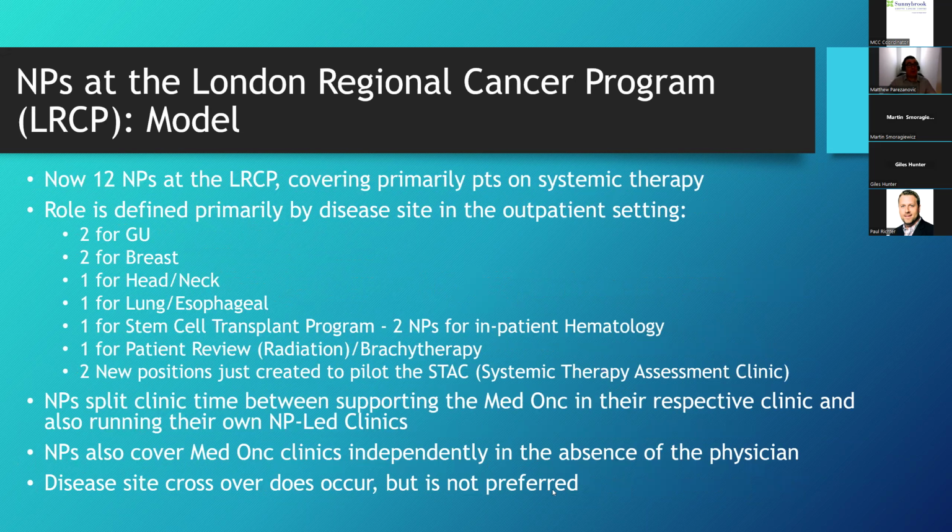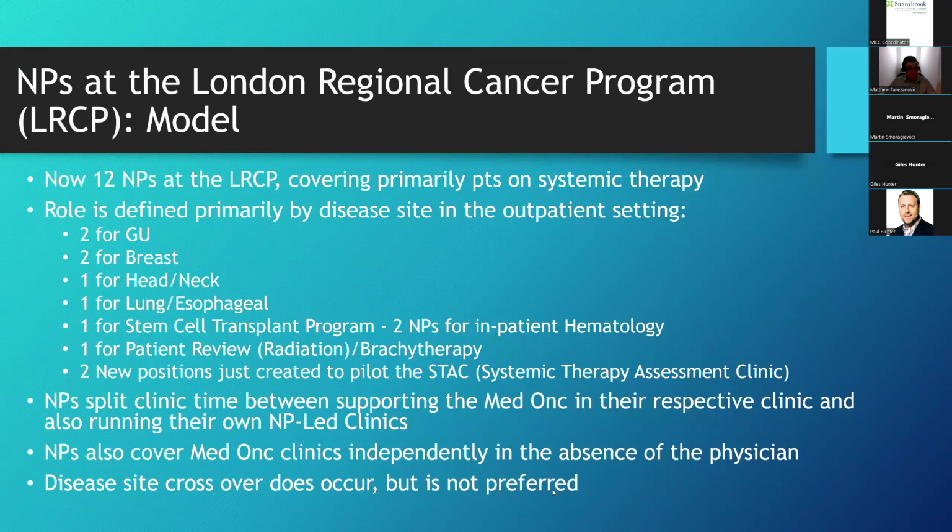So in terms of our model, there's now 12 of us working at the LRCP, and we do cover primarily patients on systemic therapy. Our role is really defined by the disease site, and we mostly work in the outpatient setting, seeing these patients. So there's 2 of us for GU now. There are 2 for the breast team, 1 remaining for the head and neck team, 1 for lung and esophageal.